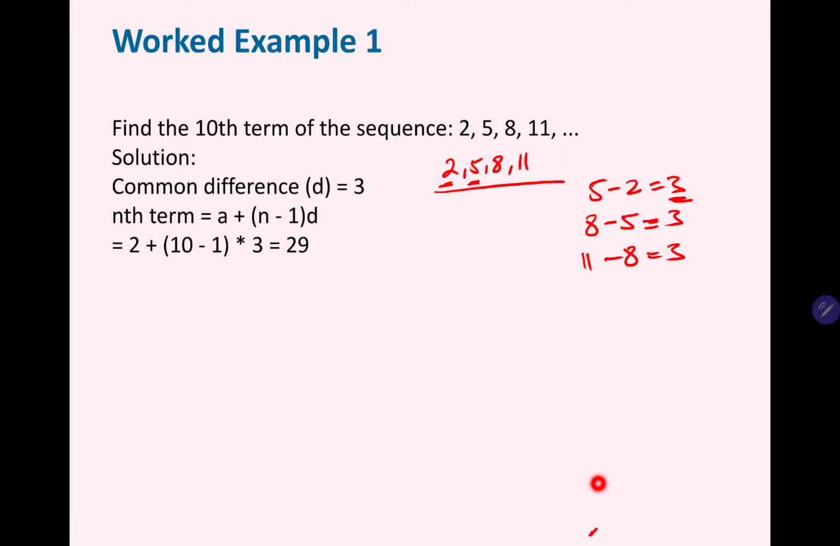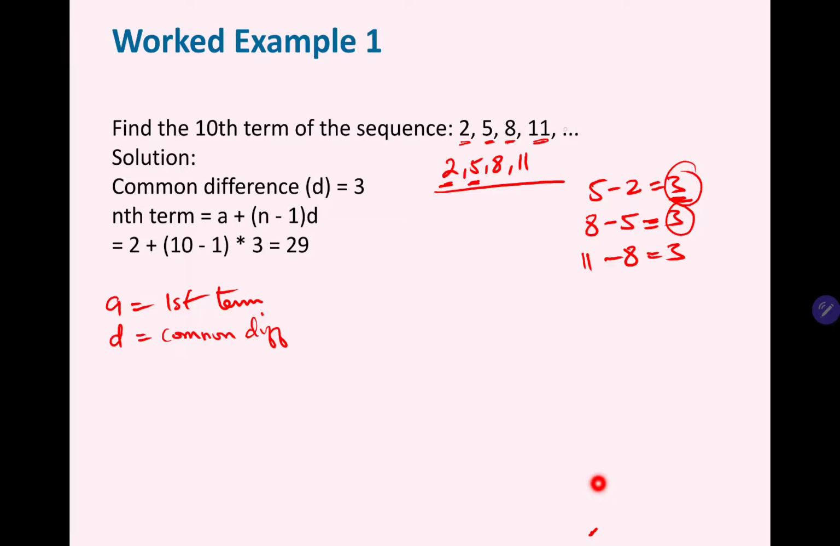Okay, for arithmetic sequence, we can call the first term A. All right, A is equal to the first term. Then this difference 3, we can call it the common difference D. All right, so in this example here, this is the first term, 5 is the second term, 8 is the third term, 11 is the fourth term.